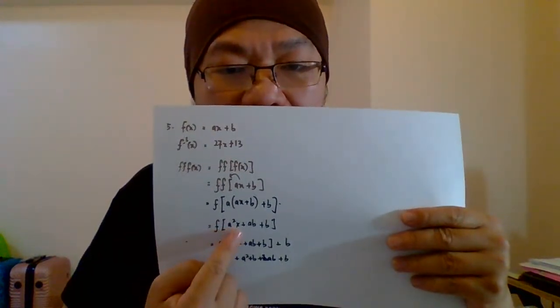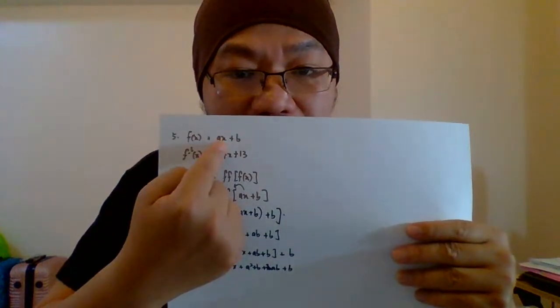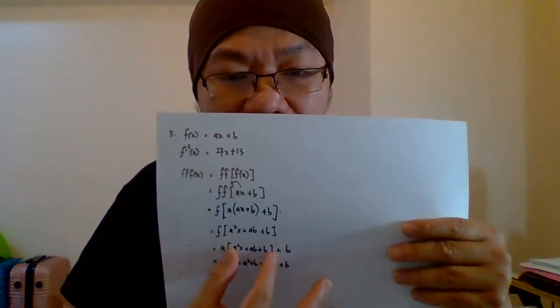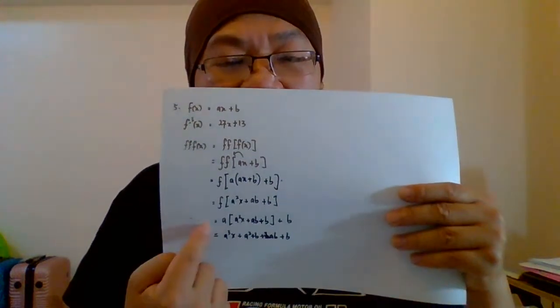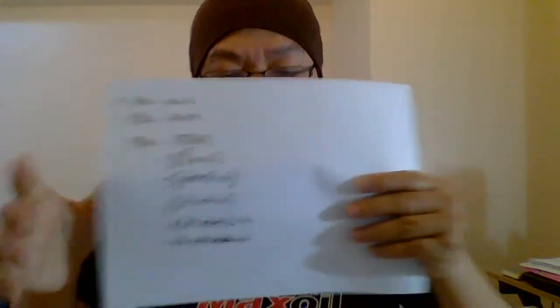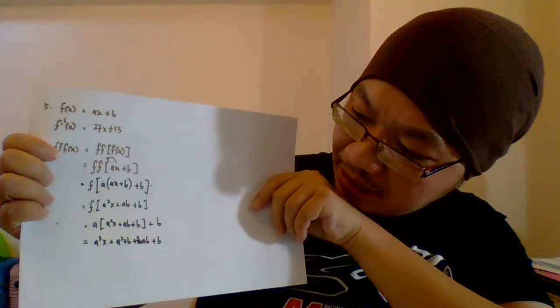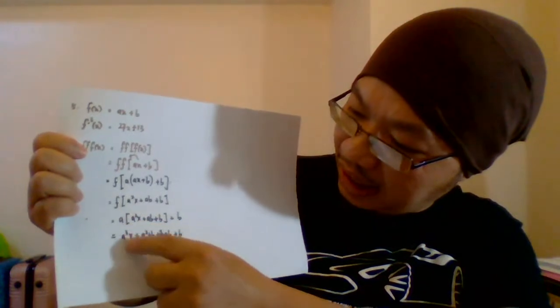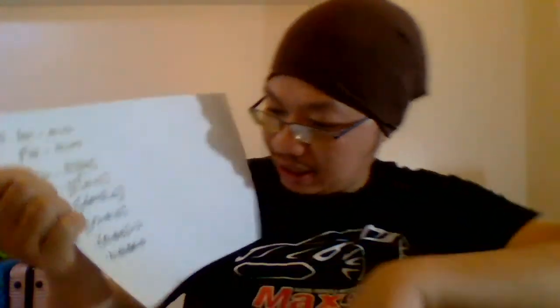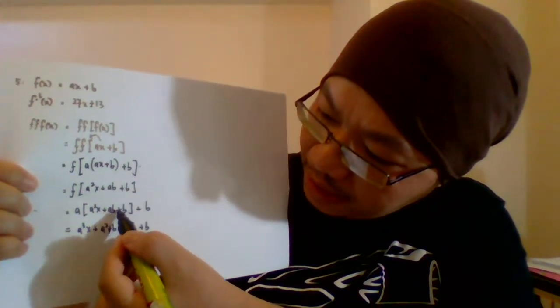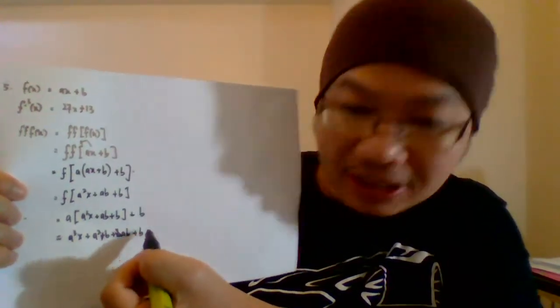Now what you see here, we got A squared X plus AB plus B, and then we insert into this function F again. It's supposed to be A bracket X. Now we're replacing with this whole thing, and then plus B. We expand slowly. It becomes A cube X plus A squared B plus AB plus B. So, equals to what?